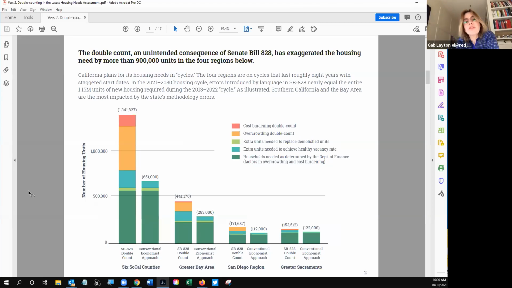So this is how we sort of tried to explain the difference between how the HCD used to do it in the past and how they're doing it now, and where these errors were introduced. Now, there was some misunderstanding that this, what we've labeled at the bottom as conventional economist approach, was somehow a model that the Embarcadero Institute had built, but it's not. All it is, on the left-hand side of the column, is the current 6th cycle HCD model, and the bar beside it is showing what that number would look like if they were using the same formulas they've been using for the last 20 or 30 years.